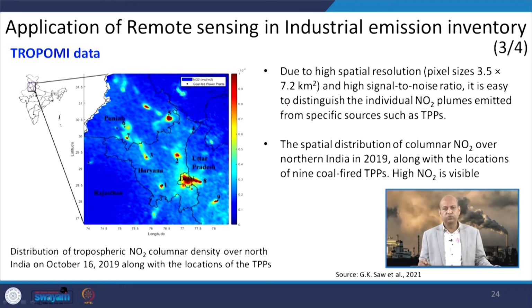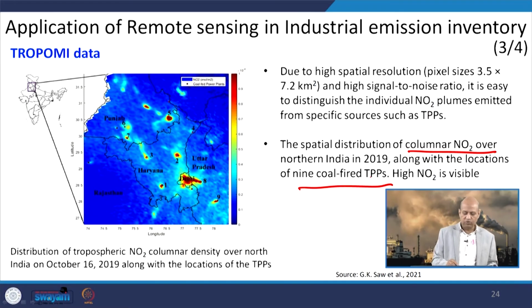Well, you can see how it gives the data about these thermal power plant plumes. Due to high spatial resolution, like pixels of 3.5 by 2 square kilometer, and high signal to noise ratio, it is easy to distinguish individual NO2 plumes, like you can count here, from specific sources such as thermal power plants. So in that particular picture, basically the spatial distribution of columnar NO2 over northern India in 2019 was observed, along with the locations of 9 coal fired thermal power plants. So this high NO2 is visible in these particular locations.